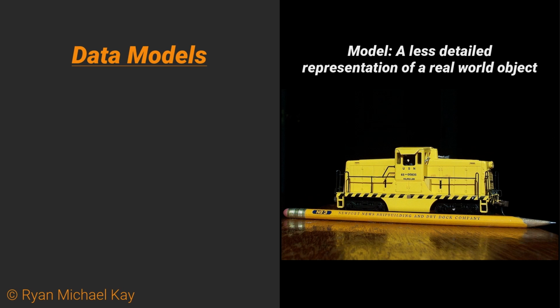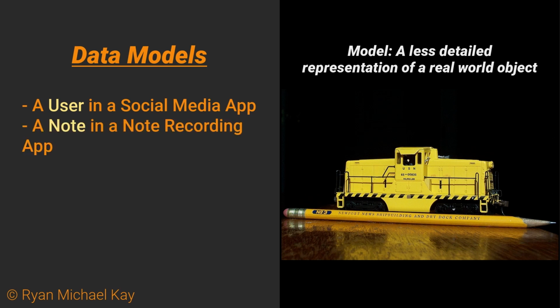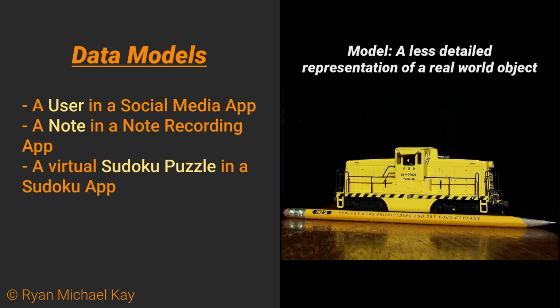First, I will discuss data models in this part, and in part 5, I will talk about how this word relates to software architectures such as Model View Controller. When used as a noun, the word typically refers to what I like to call a data model. A data model is just a representation of some kind of real-world object, such as a user in a social media app, a note in a note-taking app, or a Sudoku board in a Sudoku app.